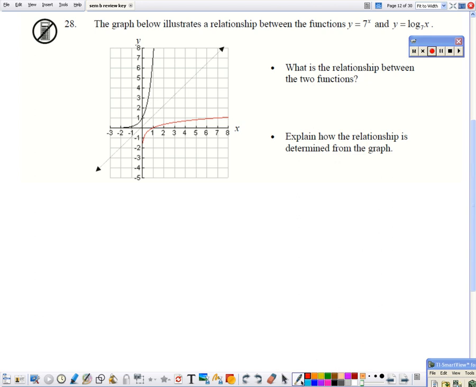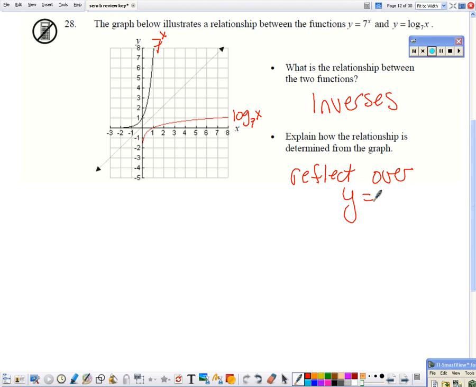So for number 28, the relationship between 7 to the x, which is this black graph, and log base 7 of x, is they're inverses of each other. So I can see that from the graph because they're reflected over the line y equals x.